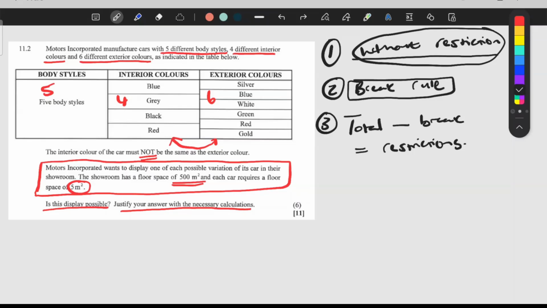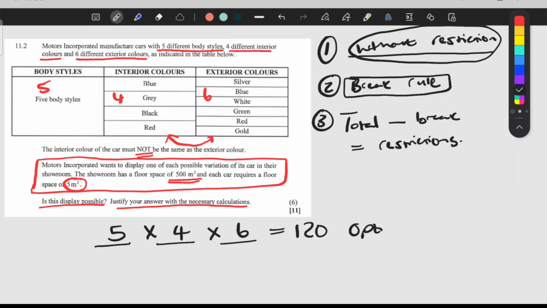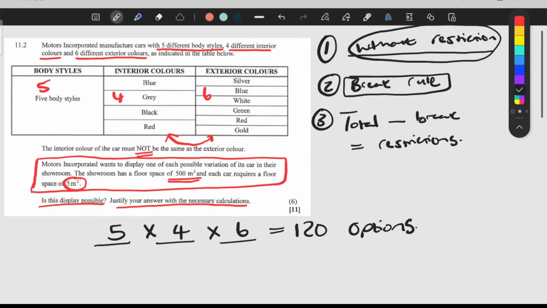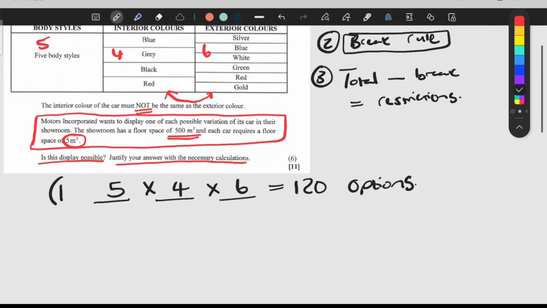So without the restriction, how many cars are possible? There are 3 different things you look at: 5 different body styles, 4 interior, 6 exterior. I'm going to multiply, and this gives me 120 options. But this is when there are no restrictions. So this is the answer for number 1.